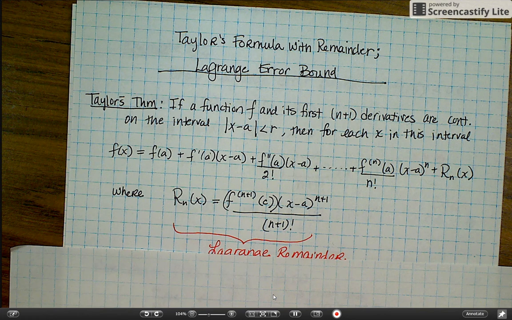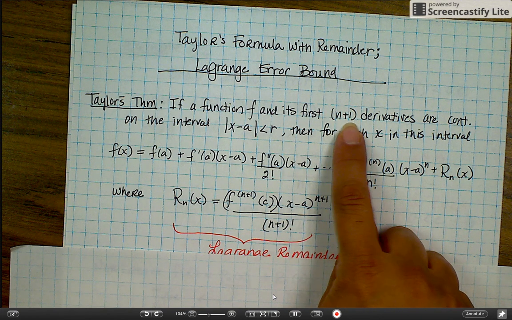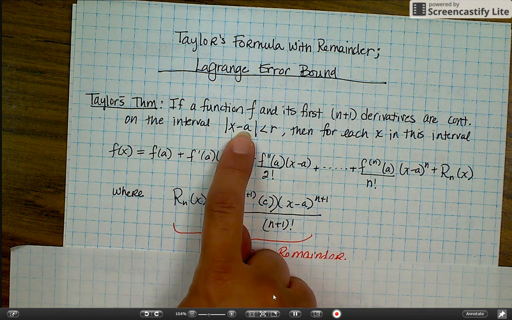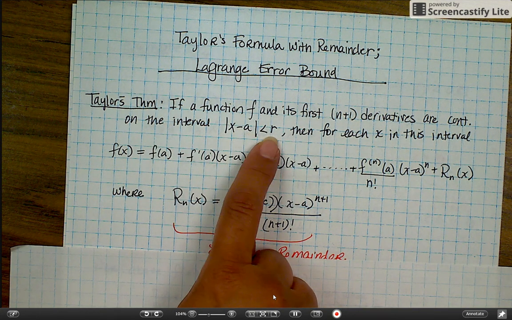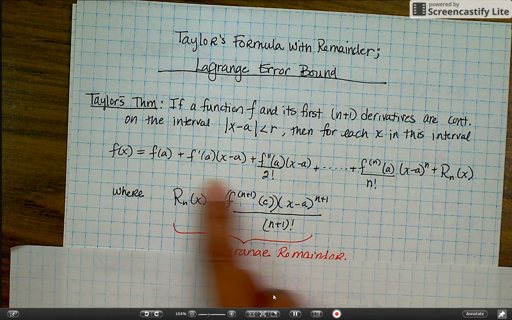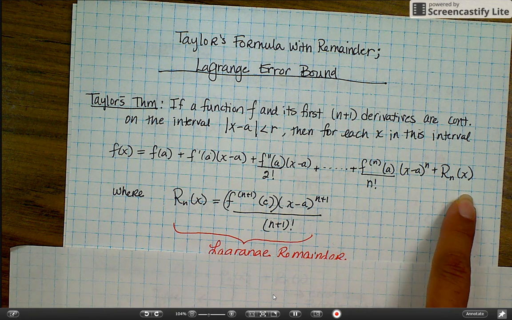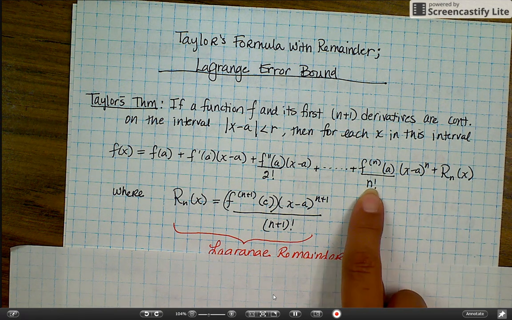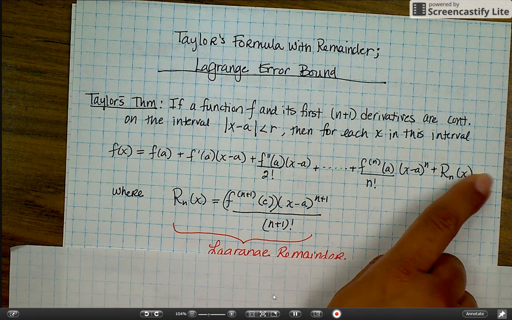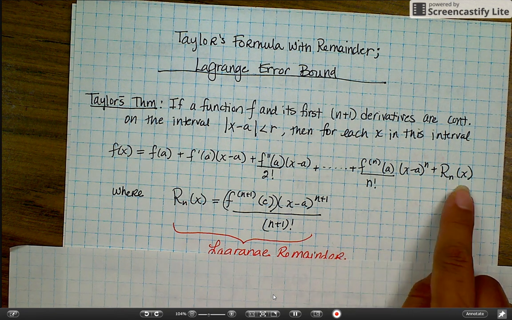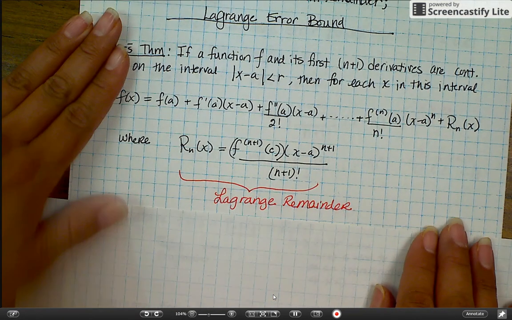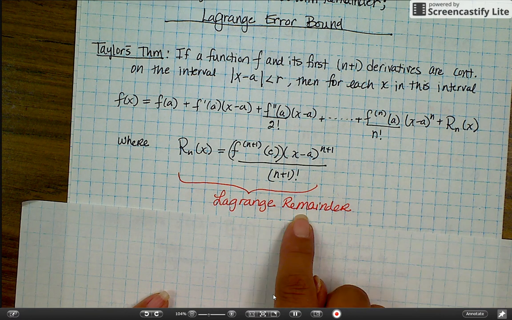If you have a function and its first n plus 1 derivatives are continuous on the interval of |x - a|, which is what you're centered around, less than r, then for each x in this interval, this is your Taylor formula, okay? But if you go up to n, then the n plus 1 term, and all these other terms here, will be considered your remainder. So that part right there is called the Lagrange remainder.